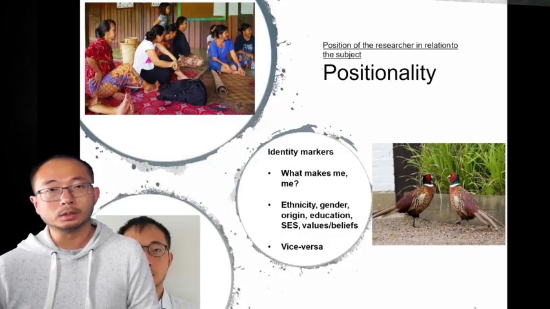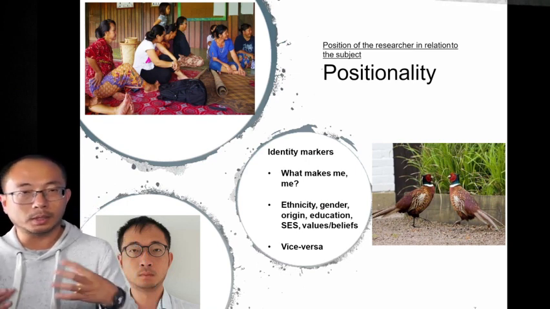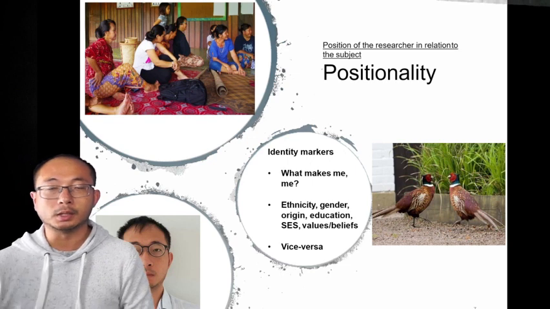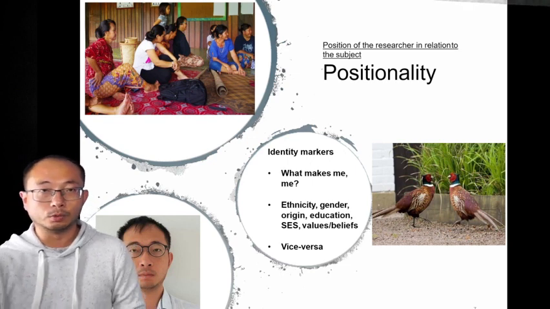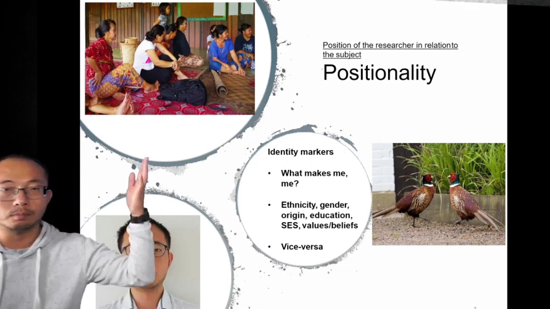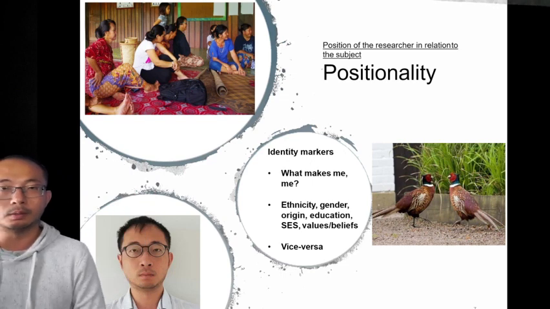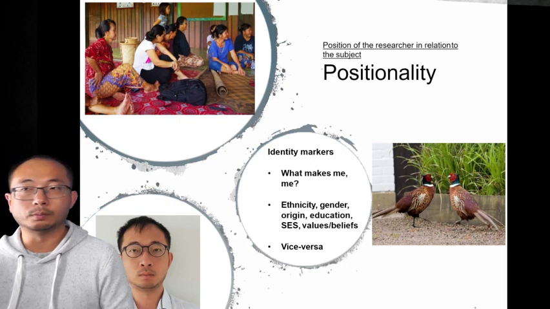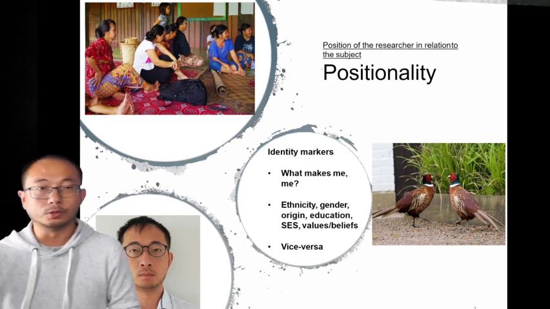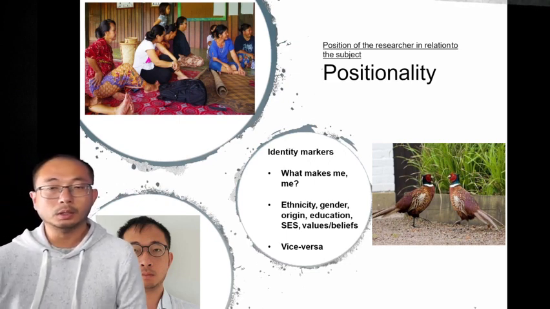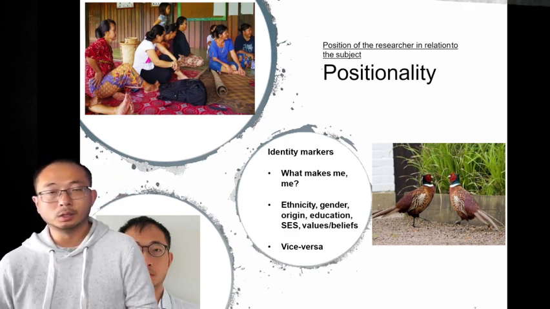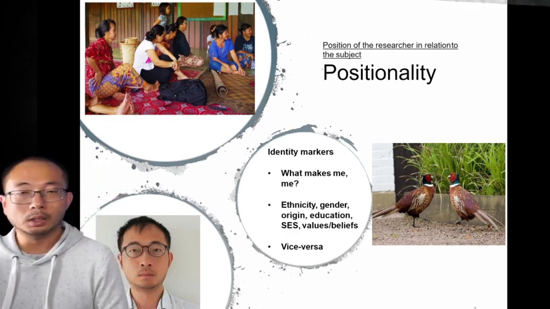And when we talk about positionality, what it is made up of pretty much are your identity markers. What makes me me, what makes you you, and what makes my study subjects out there them. It could be things like ethnicity, gender, the origin of their birth, education levels, socioeconomic statuses, their values, their beliefs.